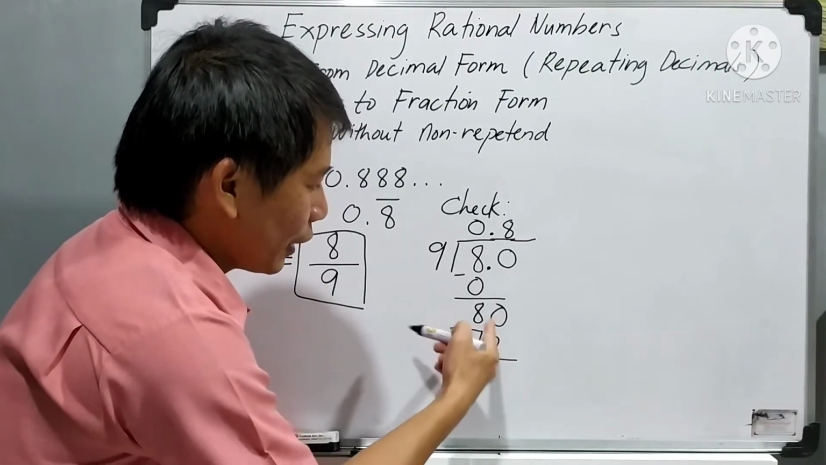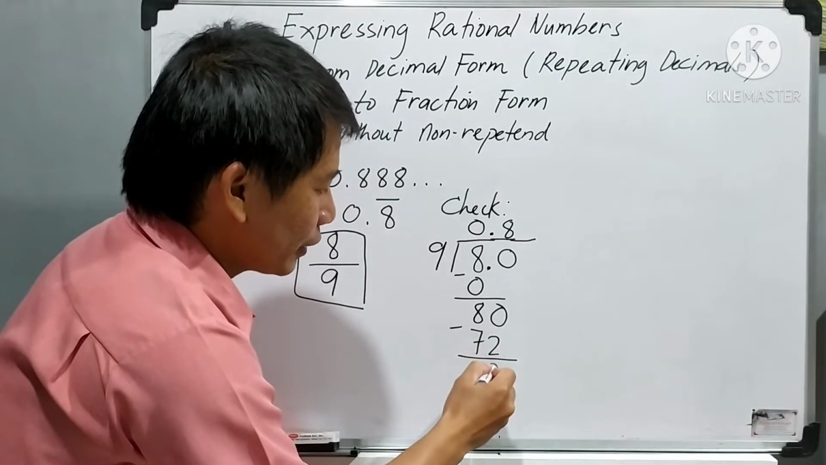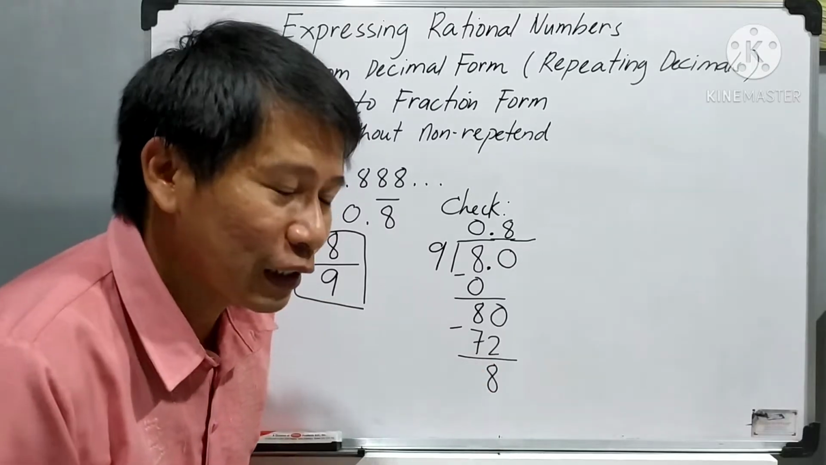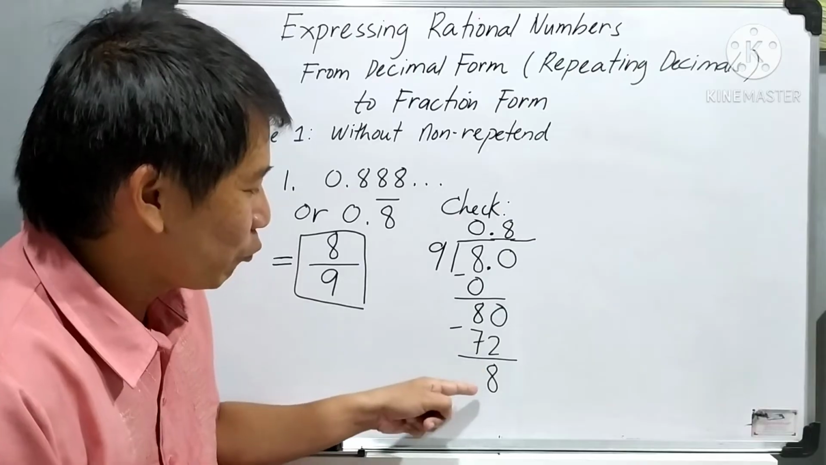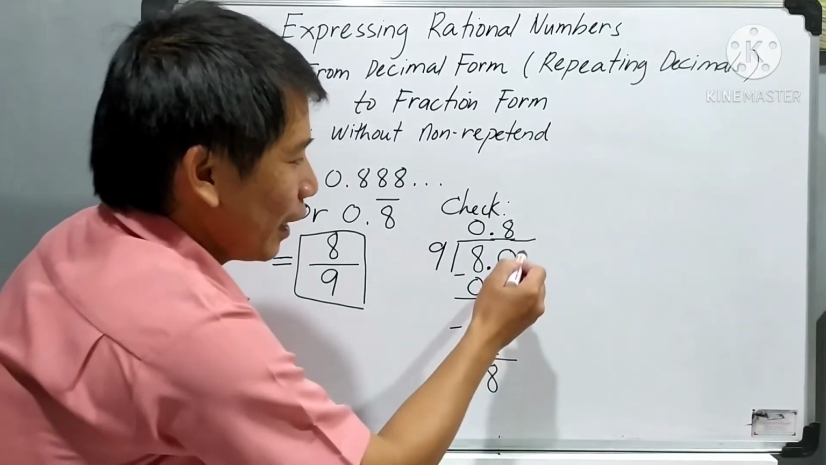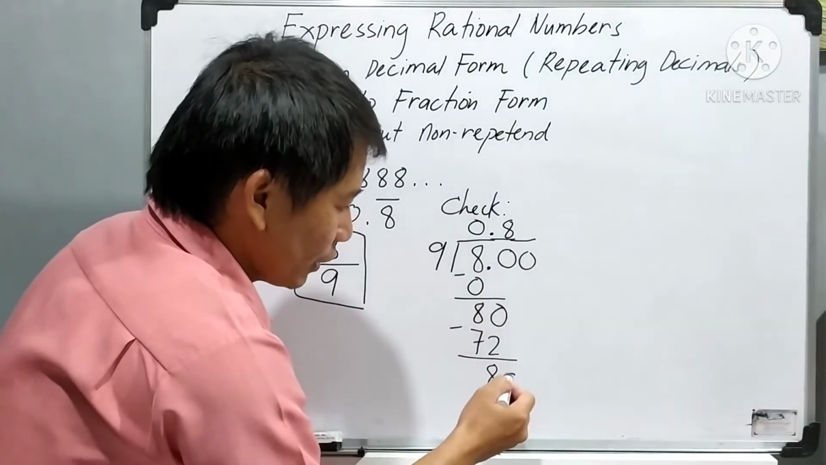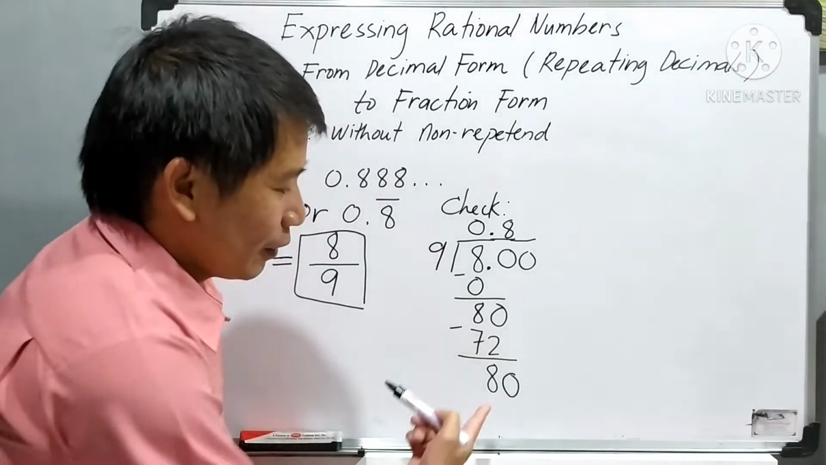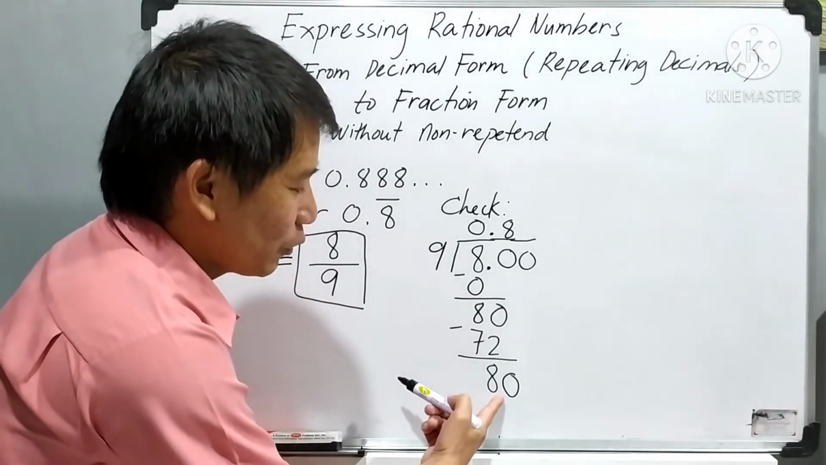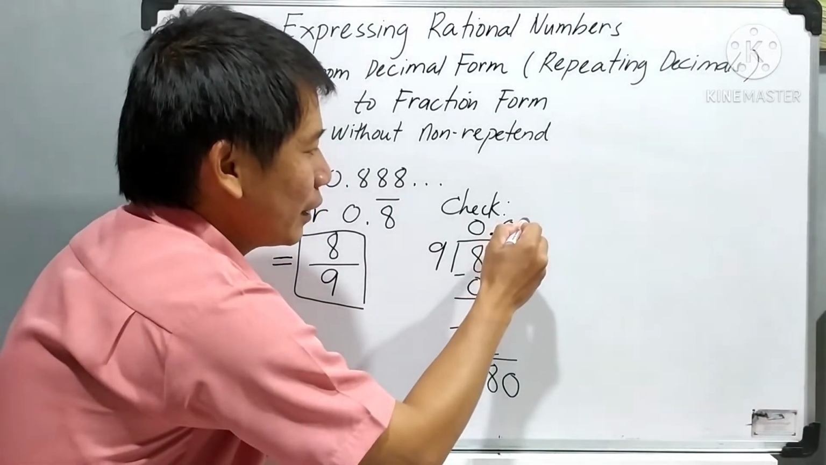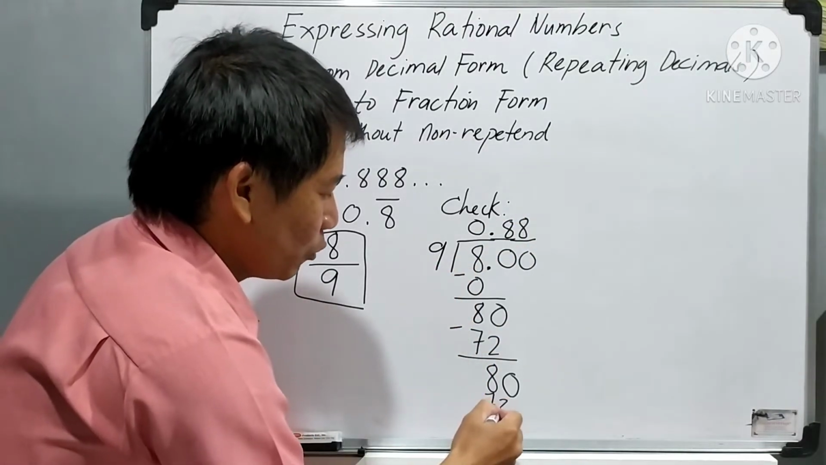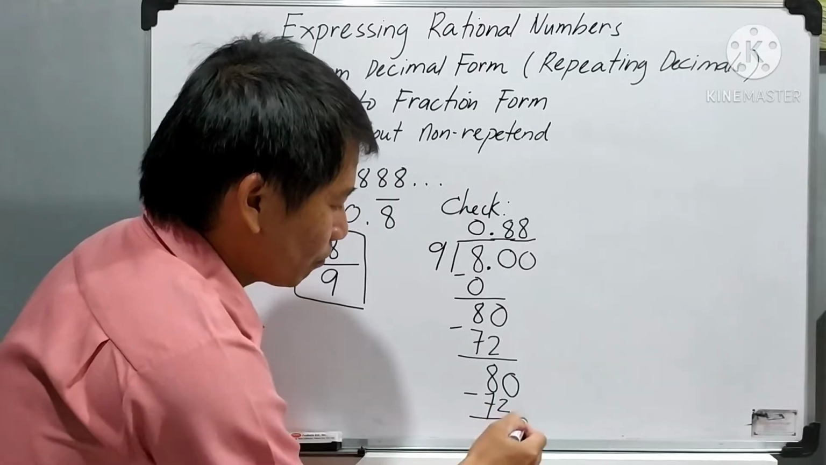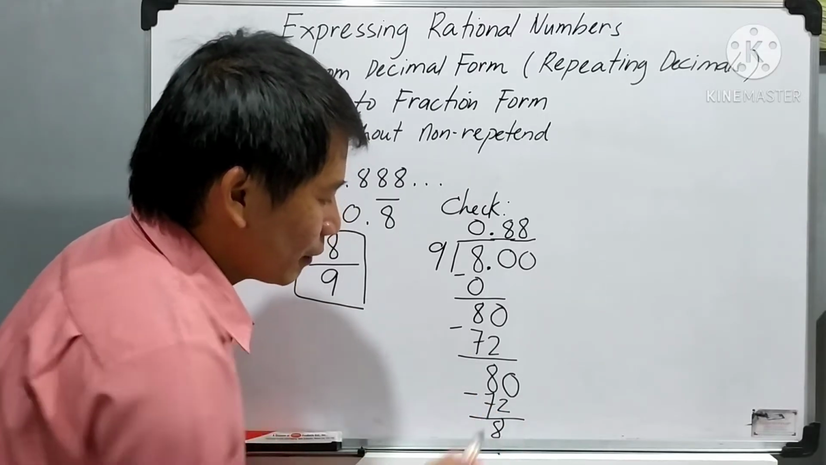Subtract 80 minus 72. The answer is 8. Anong napansin nyo? Bumalik tayo sa 8. So, if we continue the process, add 0 here, bring down that 0, again, 80 na naman siya. So, pag dinivide nyo yung 80 by 9, again, it's 8. So, 8 times 9 is 72. If you subtract it, the answer is still 8.